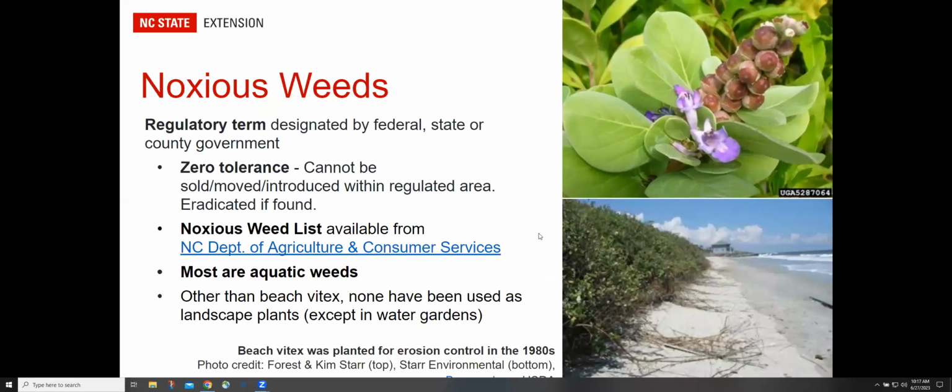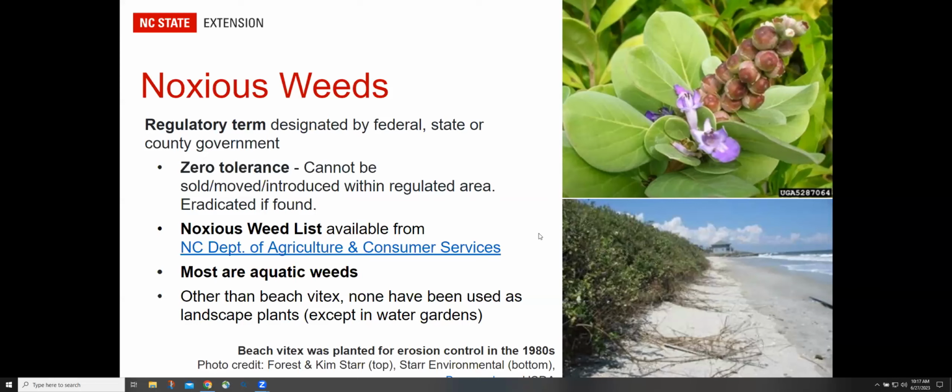And one other term you may have run across is noxious weeds. So noxious weed specifically is a regulatory term, and a plant may be designated a noxious weed by the federal, state, or in some cases, county government. And so this allows resources to be focused on monitoring and controlling for that weed. For noxious weeds, there is a zero tolerance.